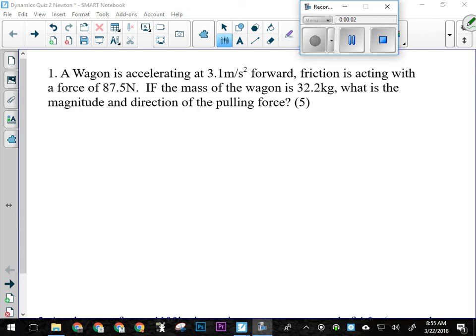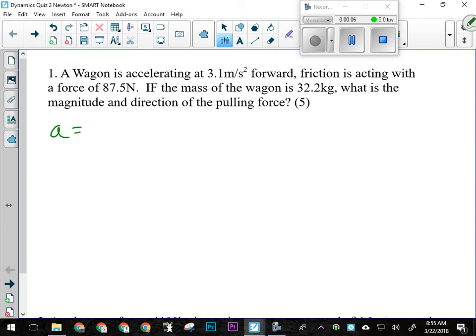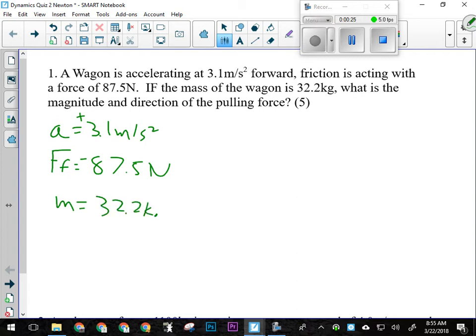So for question number 1, we have a wagon that is accelerating at 3.1 meters per second squared in a forward direction. I'm just going to make that positive in my givens. Friction is opposing with 87.5 newtons, so that's going to be negative. If the mass of the wagon is 32.2 kilograms, what is the magnitude and direction of the pulling force? I'm going to say applied force here.